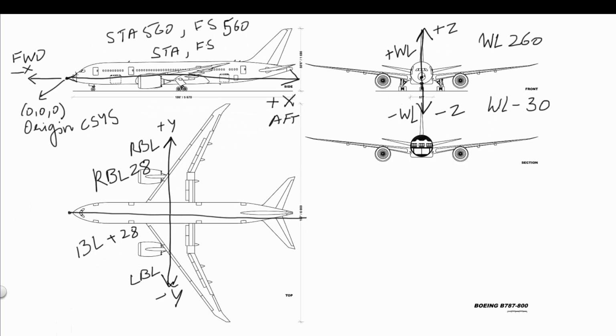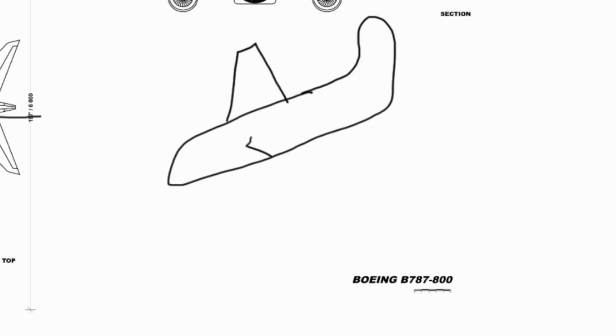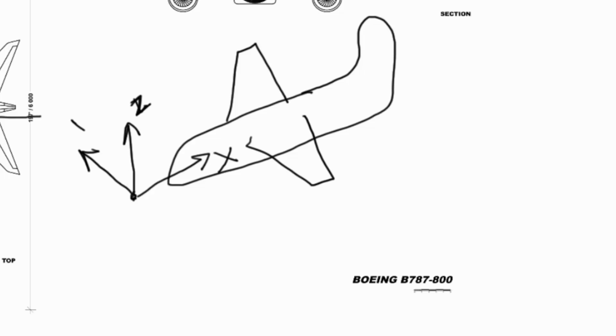So there you go, folks. We have learned today about the two different axis systems. What is the aircraft coordinate system? Let me just draw an isometric view. Let's say this is our aircraft here, and then we have the origin right there. So this is X. I'm only going to draw the positive ones. This is Z, and this is Y. X, Y, and Z: aft, right butt line, and waterline.